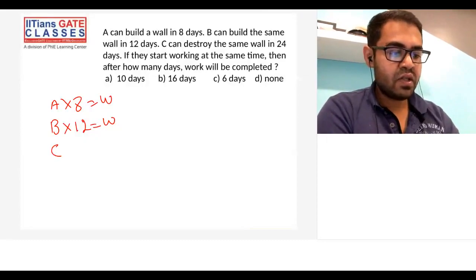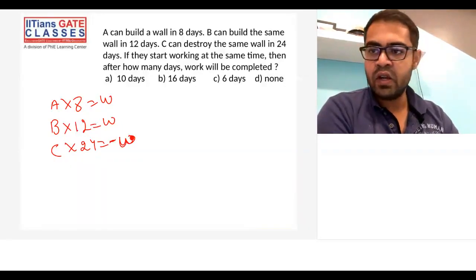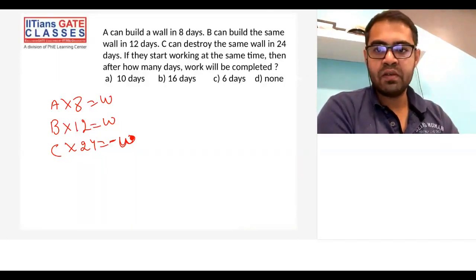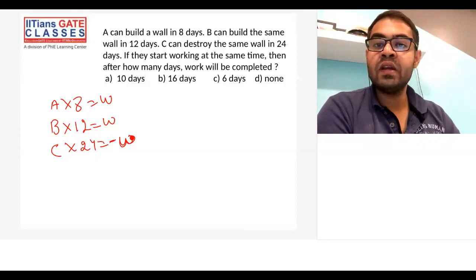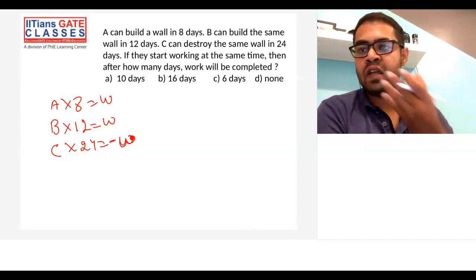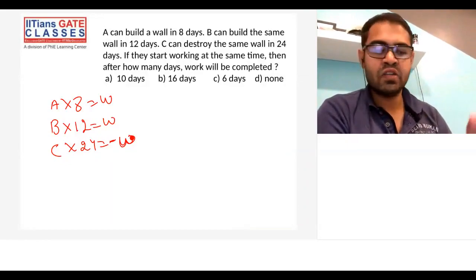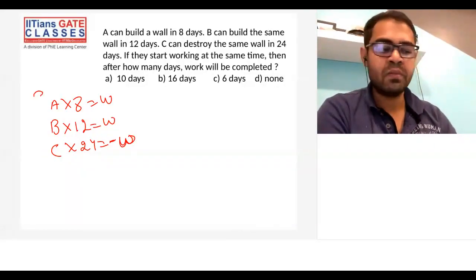Right. So C times 24 is equal to minus W. Either you can consider minus W here or later in one of the equations. Both methods are fine. All right. This minus sign just represents that C is doing negative work, that means destroying it. If you have W, he will destroy it. That is what this minus sign represents.